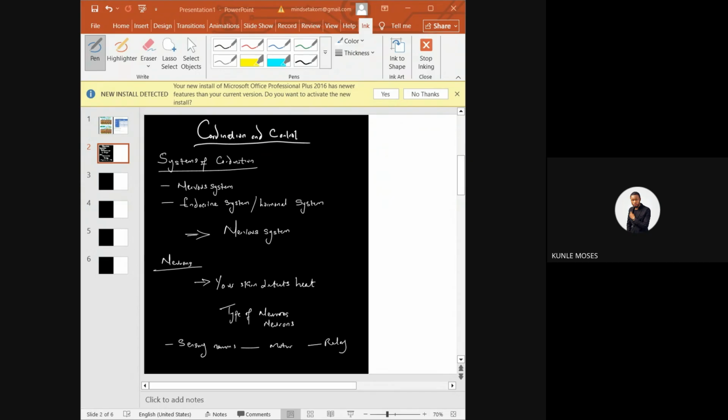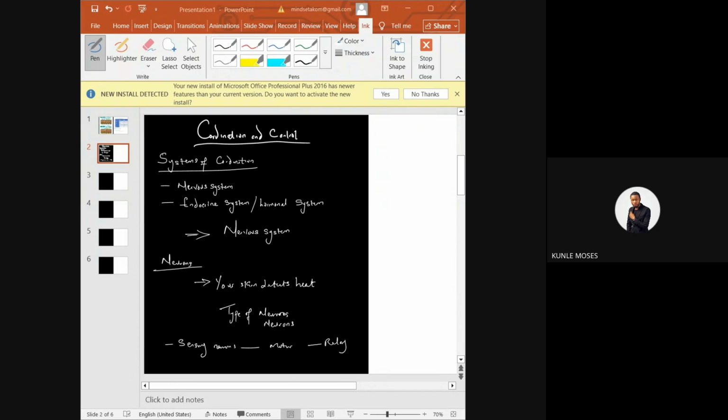Immediately, the sensory neurons will kick in. What did I say sensory neurons do? They will send a message. They will carry the message. They will take the message from that foot of your body and send it to the brain. So the brain will now process the message, and the brain will tell you what to do.